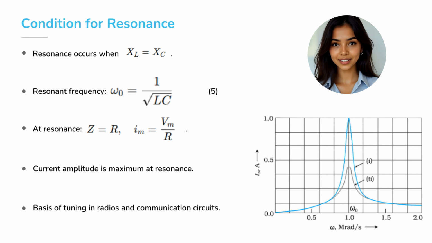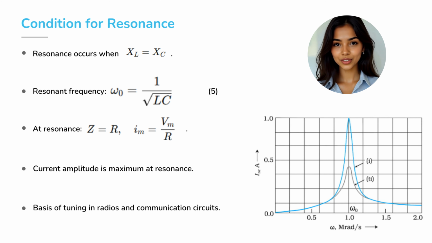At resonance, the impedance Z reduces to just R, and the current amplitude becomes maximum, given by Im equals Vm divided by R. That's why the current shoots up at resonance. Look at the graph. Notice the sharp peak at omega naught. That's the resonance point where the circuit draws maximum current.